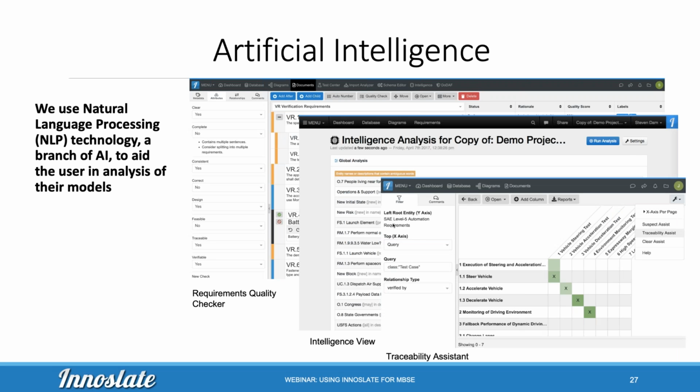And finally, the Traceability Assistant, which I mentioned earlier, which again is a new application of that. We're probably going to take that Traceability Assistant and apply it to other diagrams, not just this matrix. So there are other ways to use this same kind of approach to enhance other analytical views in the tool.